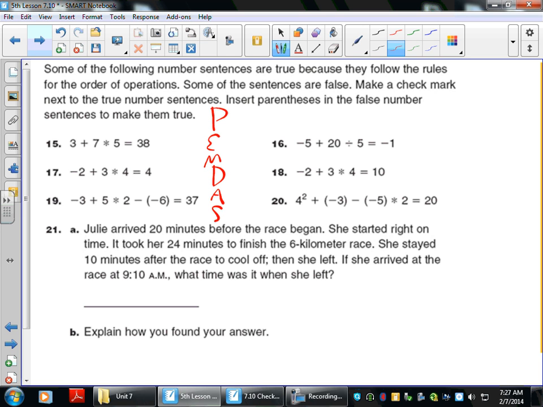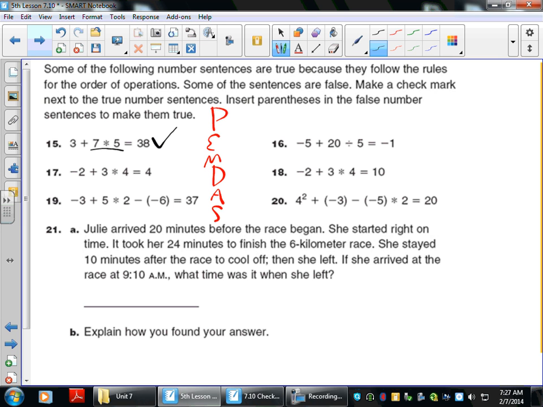It's important that we remember our order of operations. So the first problem, we have 3 plus 7 times 5. I'm going to do the multiplication first. 7 times 5 is 35, plus 3 equals 38. So put a check mark next to that one. That one looks good.